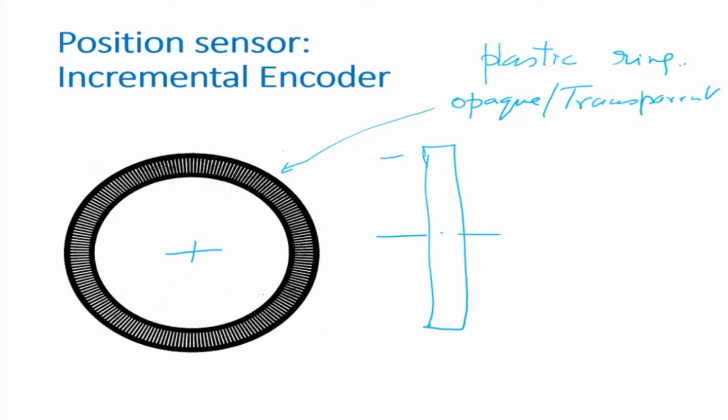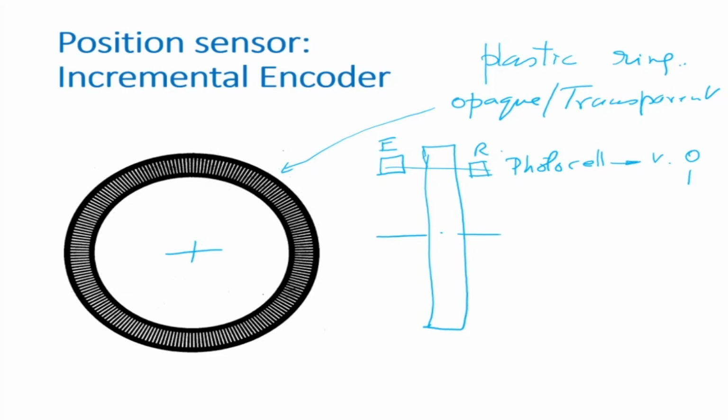Now on one side we have an emitter and on the other side we have a receiver. The emitter emits light, and the receiver receives light. When the opaque part comes, there is no light going through, so the receiver will not generate any voltage. The receiver is essentially something like a photocell, so when light falls on it, it produces a voltage. When there is light, there is voltage. When there is no light, there is no voltage. So it is essentially 0 and 1.